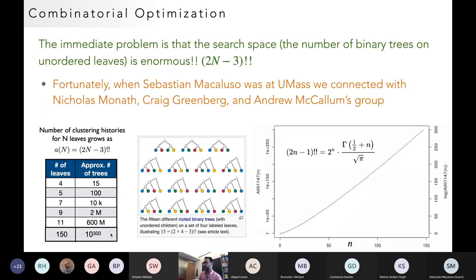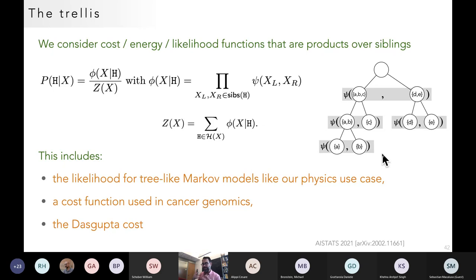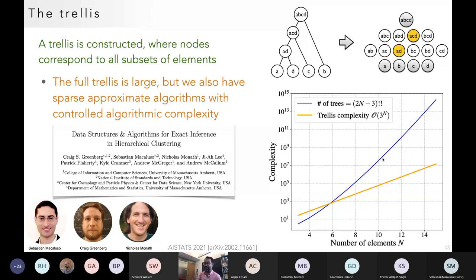We worked together with Andrew McCallum's group, Nick Monath and Craig Greenberg, and Sebastian and I. The idea was that we considered only the subclass of binary trees where the likelihood is a product over the siblings, and developed a data structure that we call the trellis, which allows you to efficiently represent all the possible binary trees. Then you can navigate through this trellis with a dynamic programming algorithm, and efficiently find the maximum likelihood, or calculate the marginal, the partition function, the sum over all the possible histories. Efficiently here means it's exponentially more efficient than brute enumeration, but it's still growing exponentially itself. So it's still expensive.